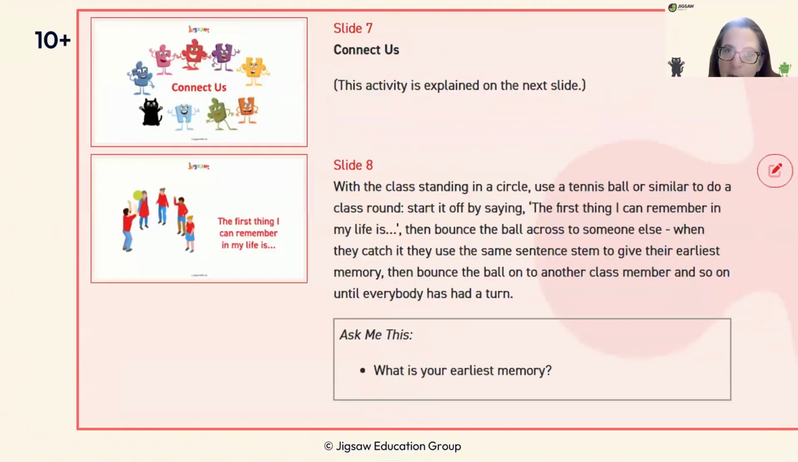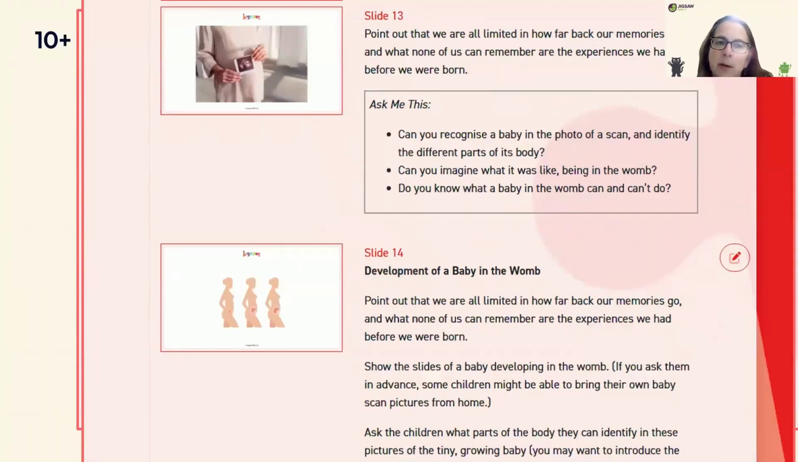Got some key vocabulary for you as always. We start with the Connect Us, thinking about, again, we're going back to thinking about life cycles. What can we remember from our lives? Linking to children's experience, there's a picture of a scan, a baby in the womb, which we know that children may well have seen from friends and family in their community.